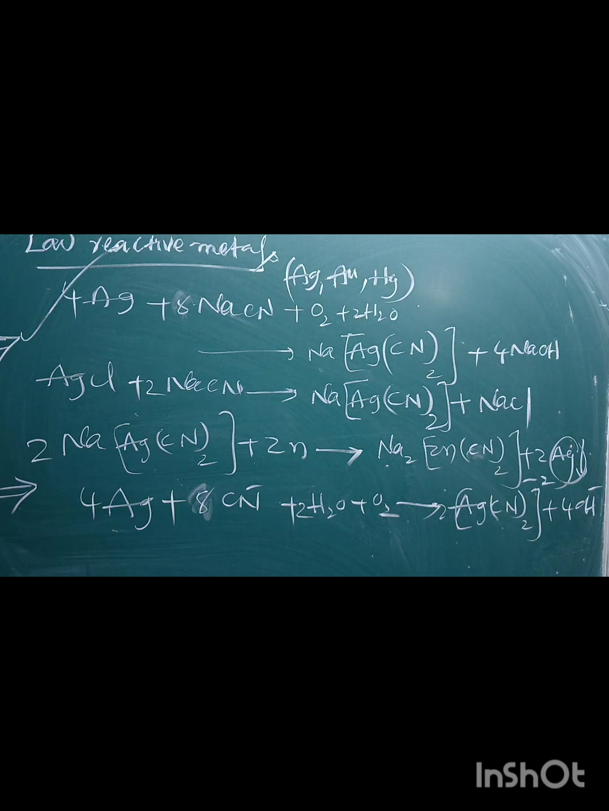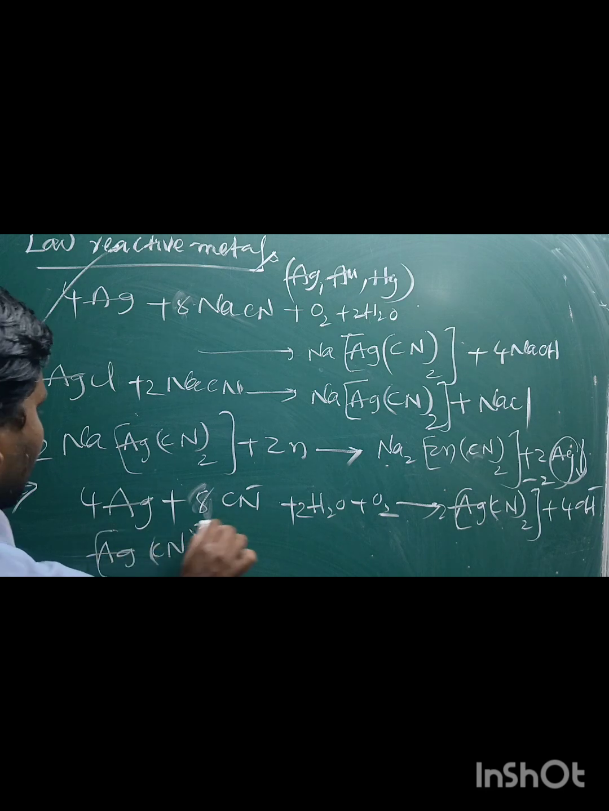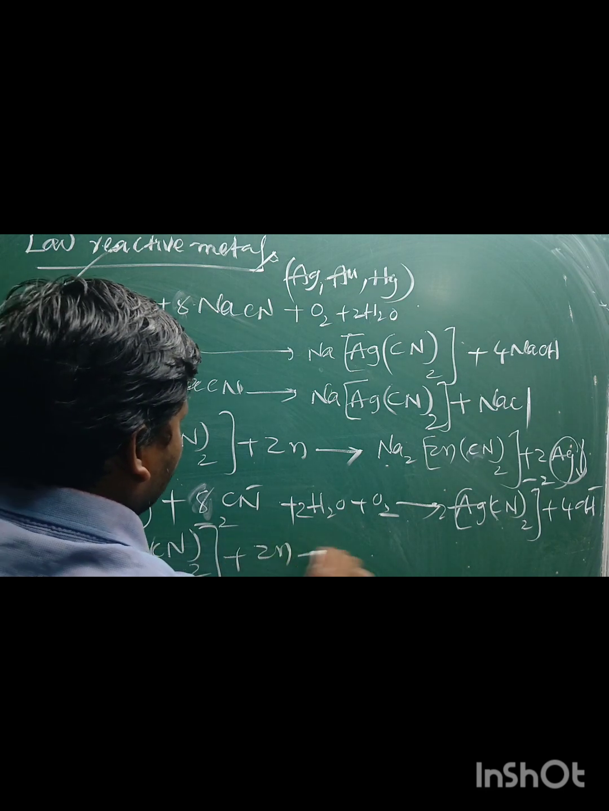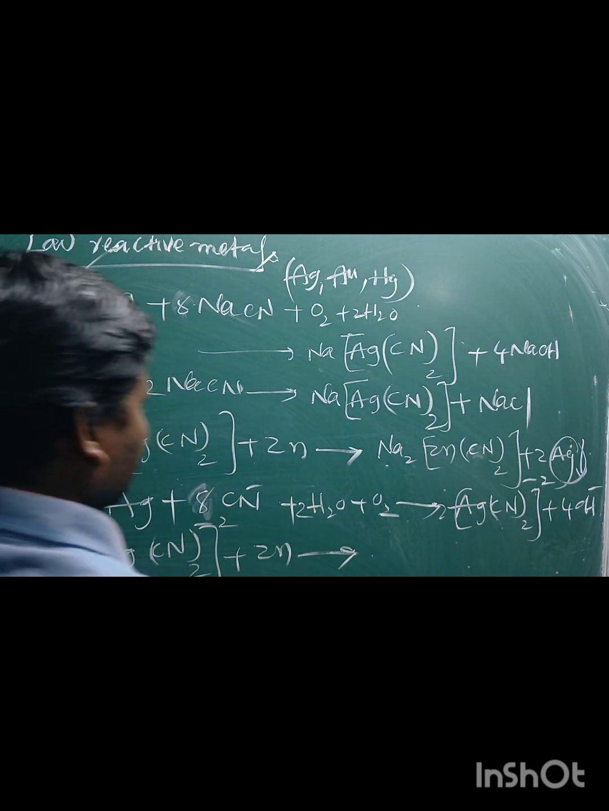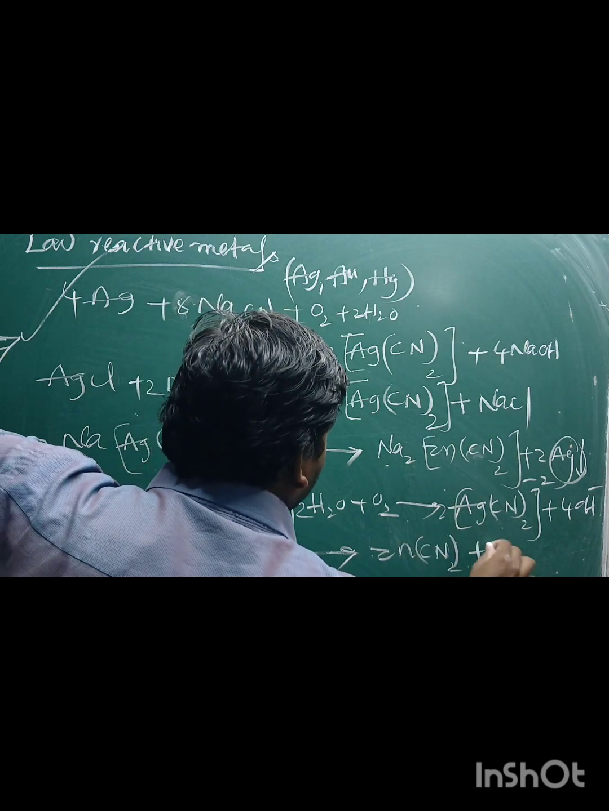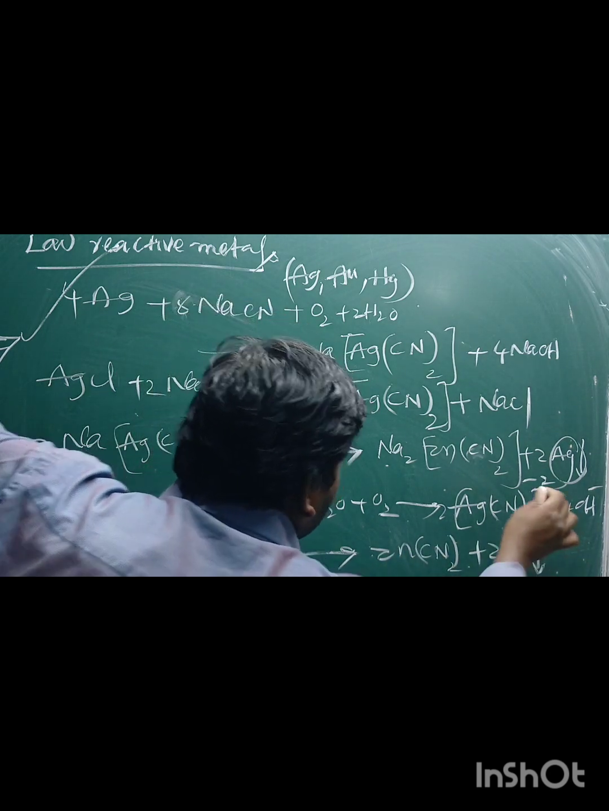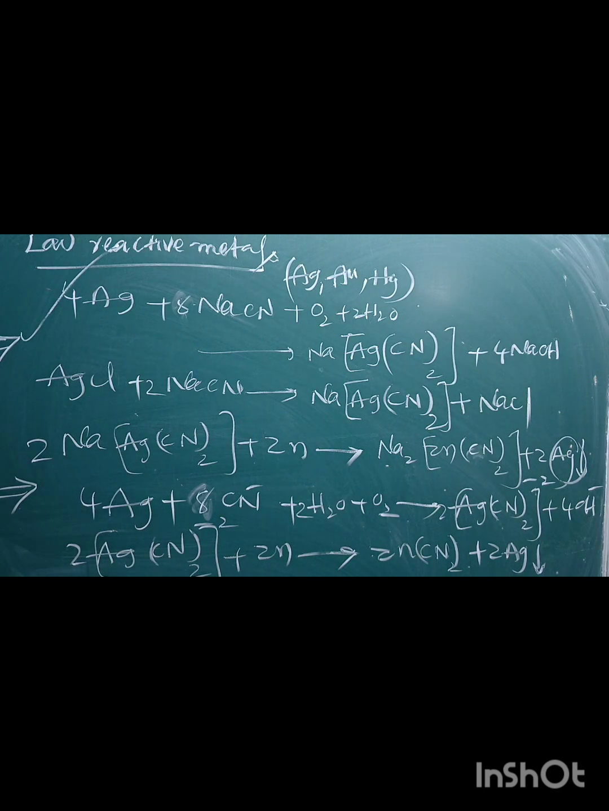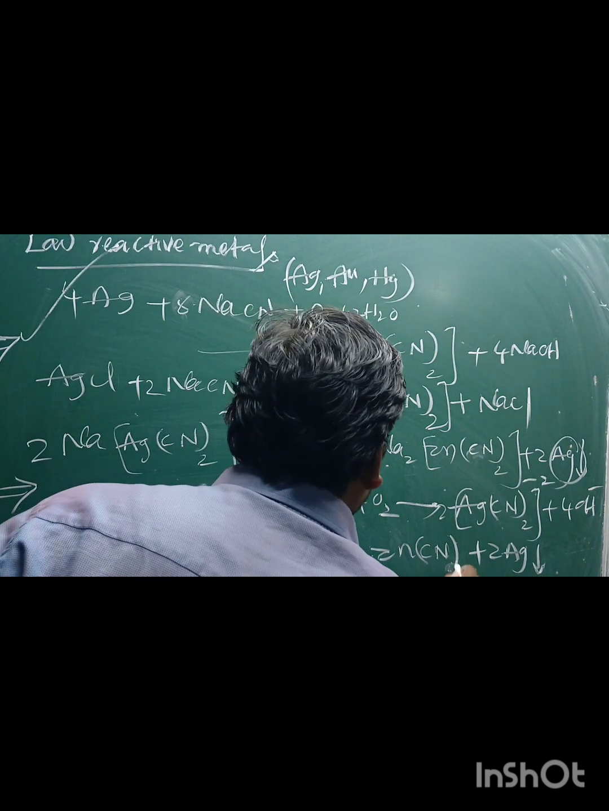This reacts with zinc metal to form this Ag(CN)2 minus, reacts with zinc metal to form Zn(CN)4 plus 2Ag. This is extraction of silver metal.